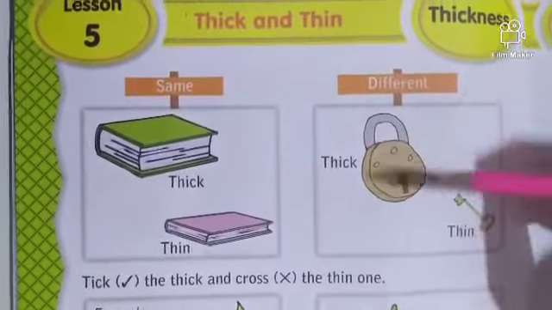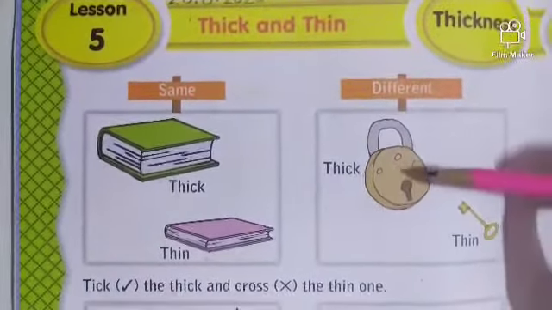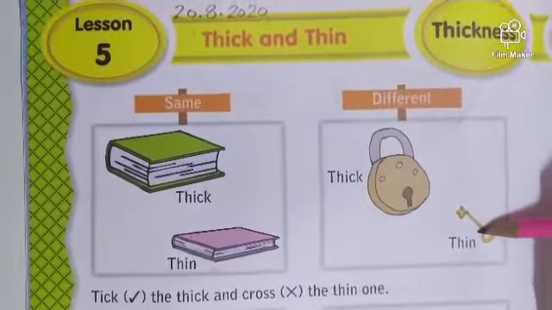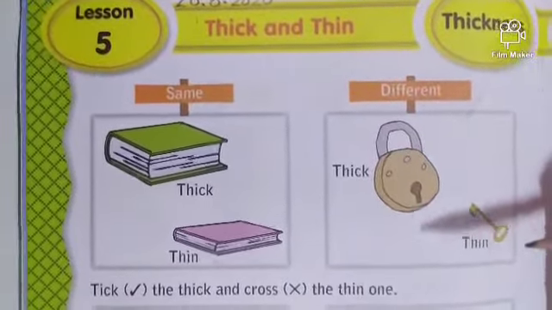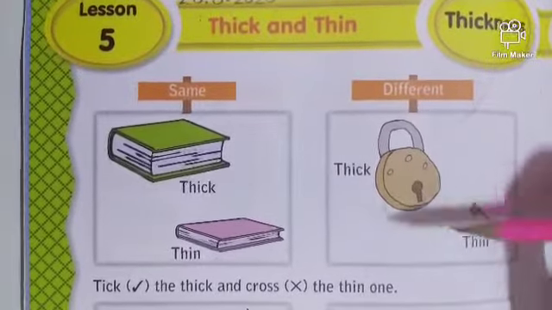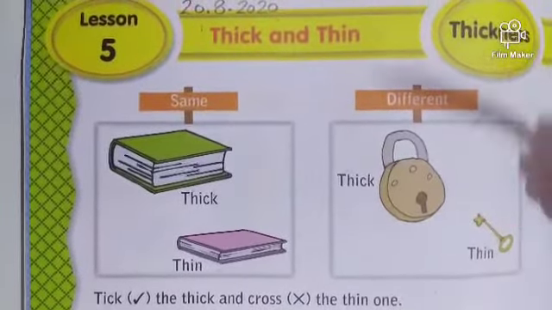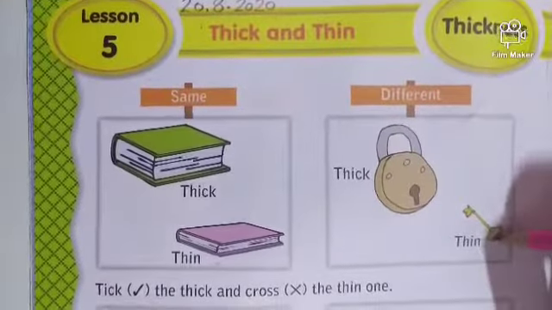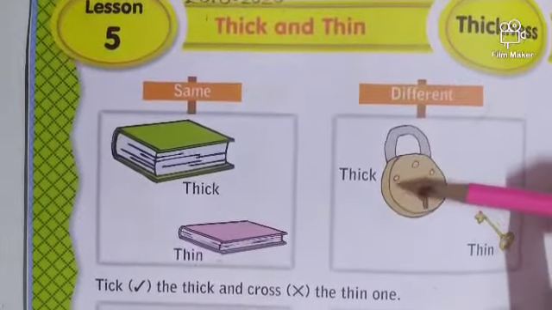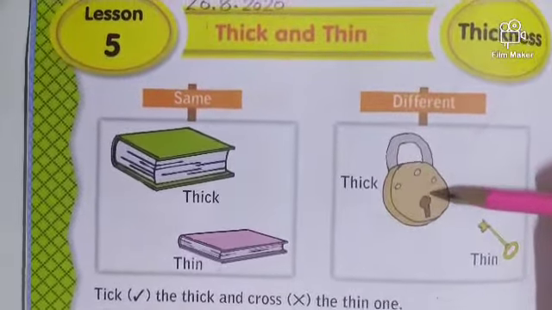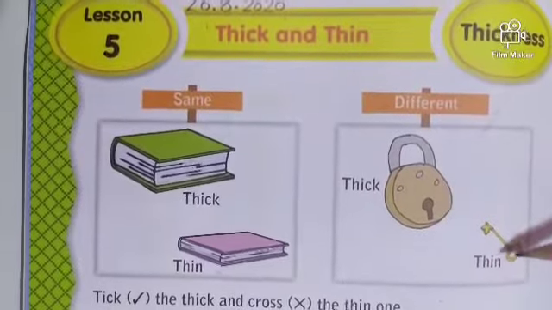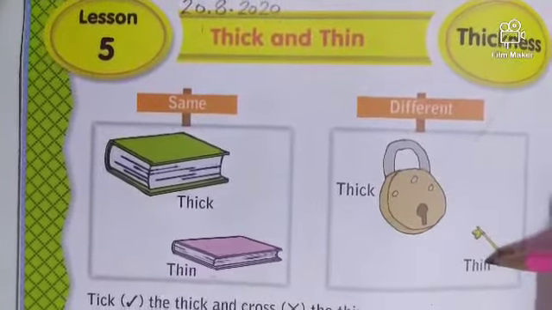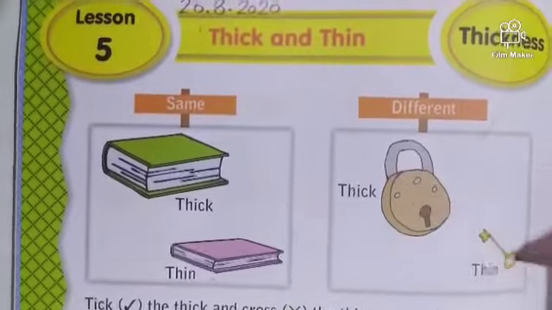Now here, different. It means both the objects are different. But we have to find out whose thickness is more. Or in other words, we can say which object is thick and which object is thin. So, this is a lock. Lock is thick and key is thin. This is lock and key.